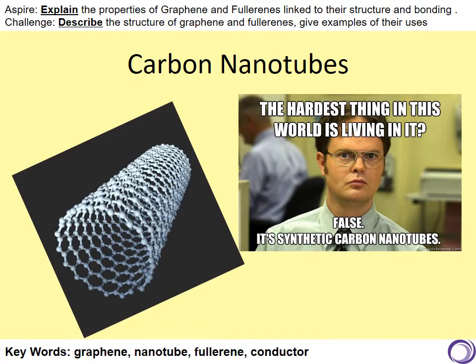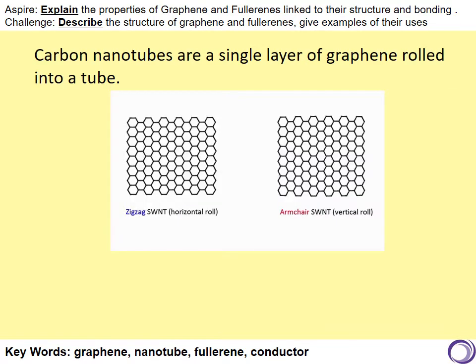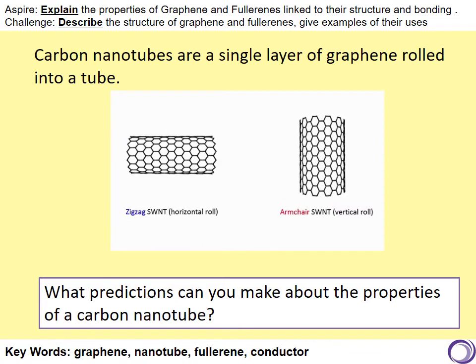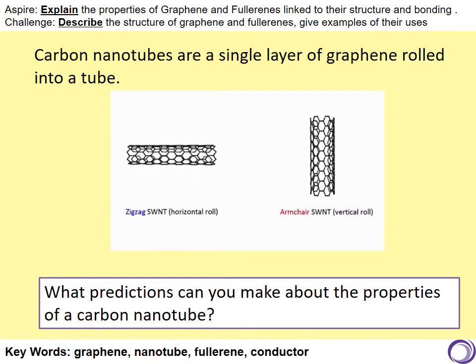Carbon nanotubes, you may have heard of these, but what exactly are they? Well, carbon nanotubes are a single layer of graphene that has been rolled into a tube. What predictions then can you make about the properties of a carbon nanotube?